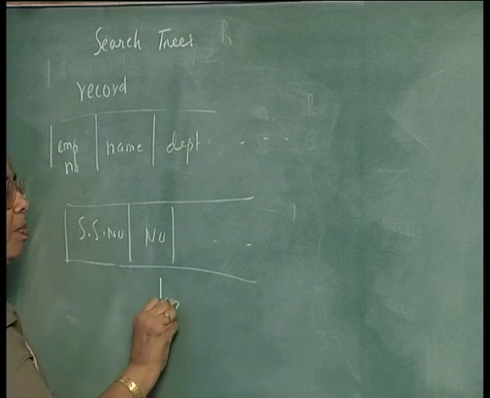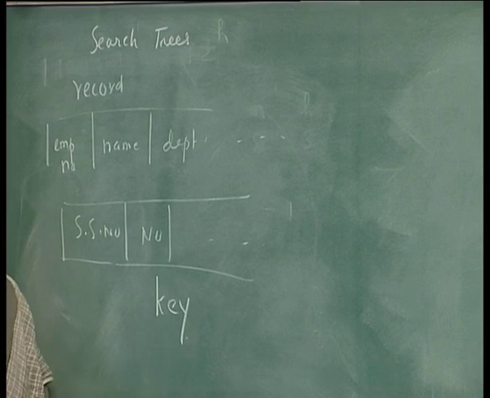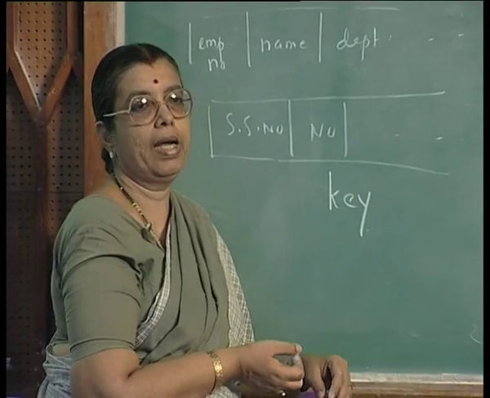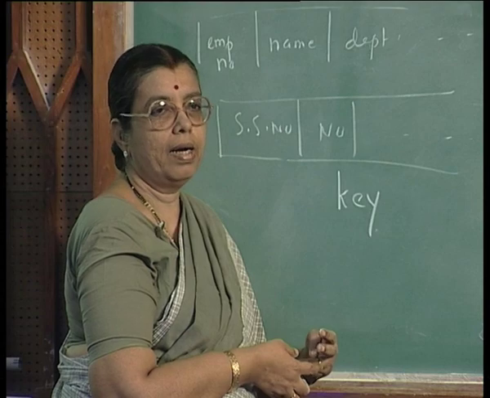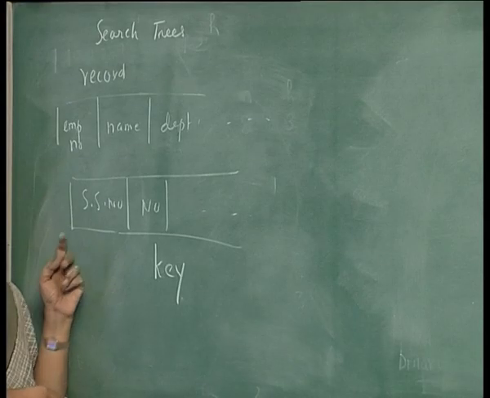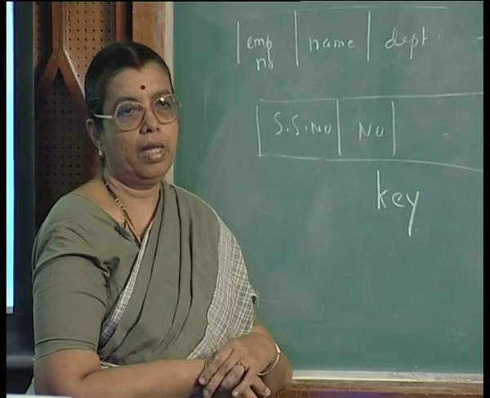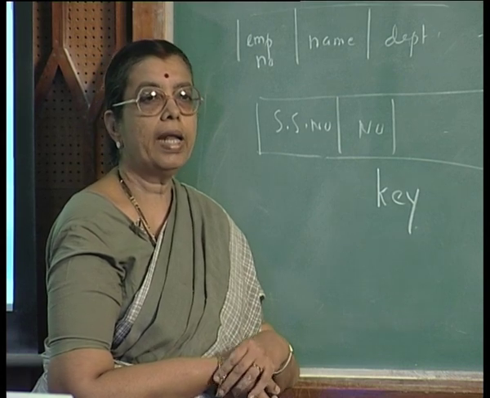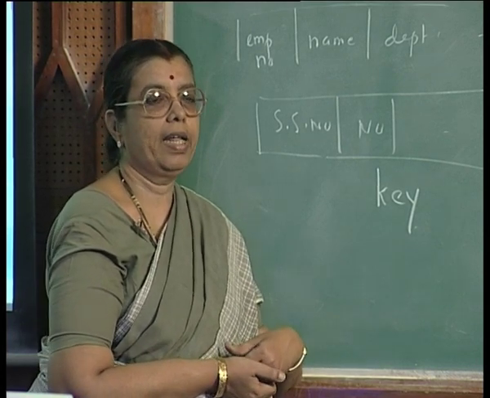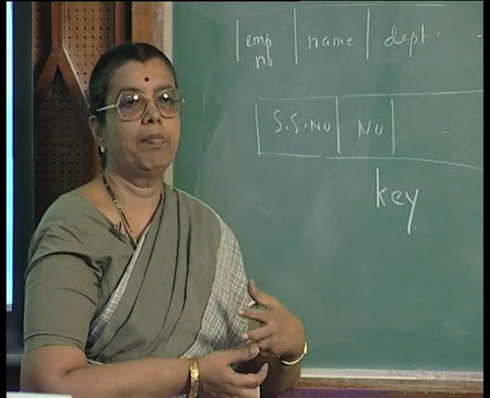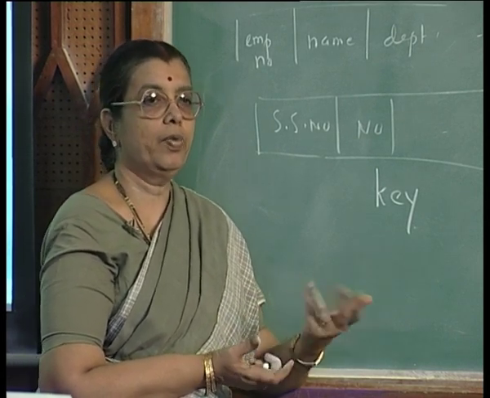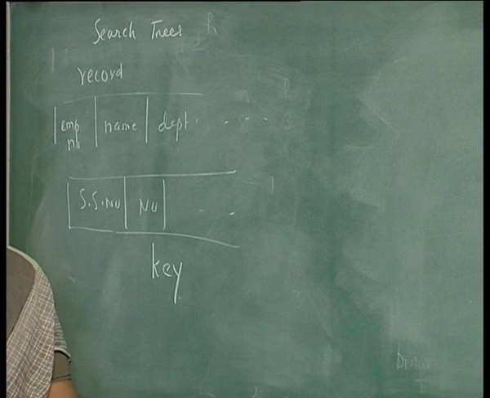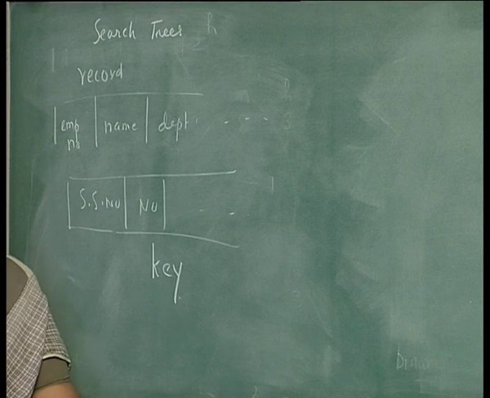Now, when you want to search, you have to search through a key. The key should be unique for each record. For example, if it is a department number, there may be so many employees in a department, so that cannot serve as a key. Whereas, the social security number of a person in the US is unique, and in a company or even IIT, each person has an employee number, employee identity, that is unique. No two persons will have the same employee number.